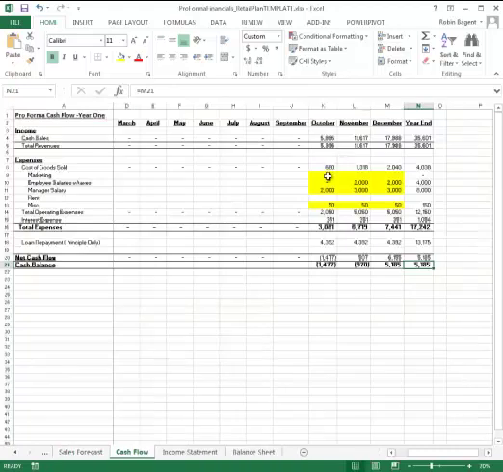Oh, and if you plan to do any additional marketing, that would be added up here. I'm choosing not to spend any additional funds on marketing.